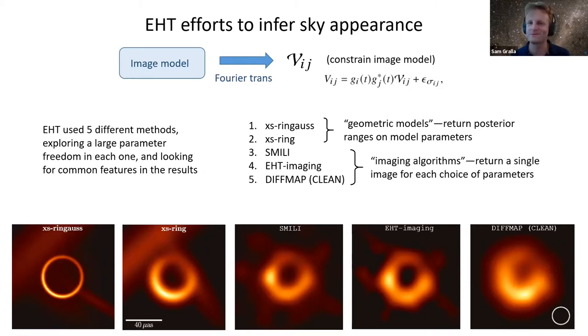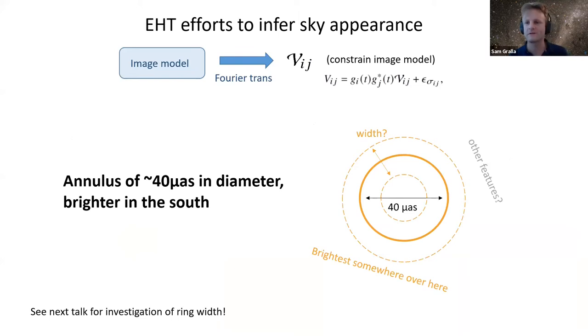So the ring width is really quite uncertain. That motivated me to get into looking at the data, and my student will tell you what we've found in the next talk. But for now, I just want to point out that certain features are robust and certain aren't.